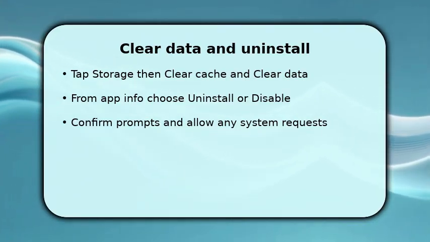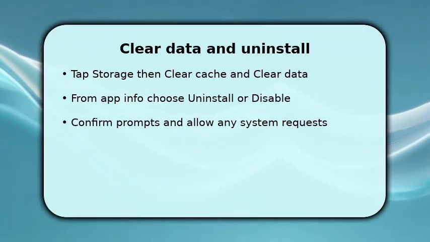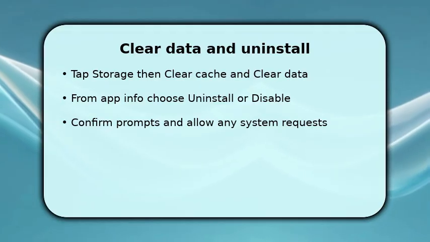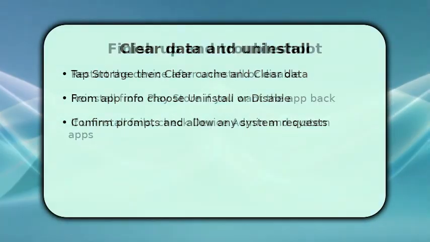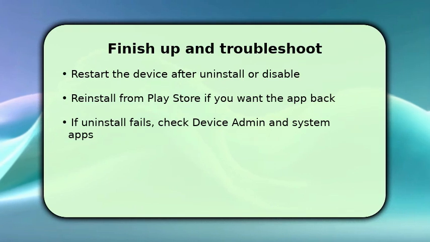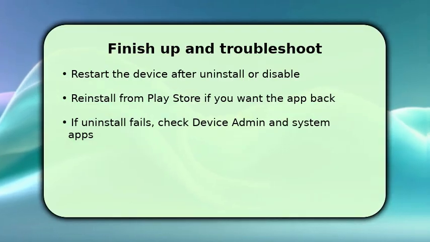If Remove Updates appears, do that first, then uninstall. These steps ensure the app is fully removed or returned to factory state. You finish by restarting your device to clear residual processes and verify Google Photos is gone from the app drawer. If you plan to reinstall later, open Play Store and download it again.